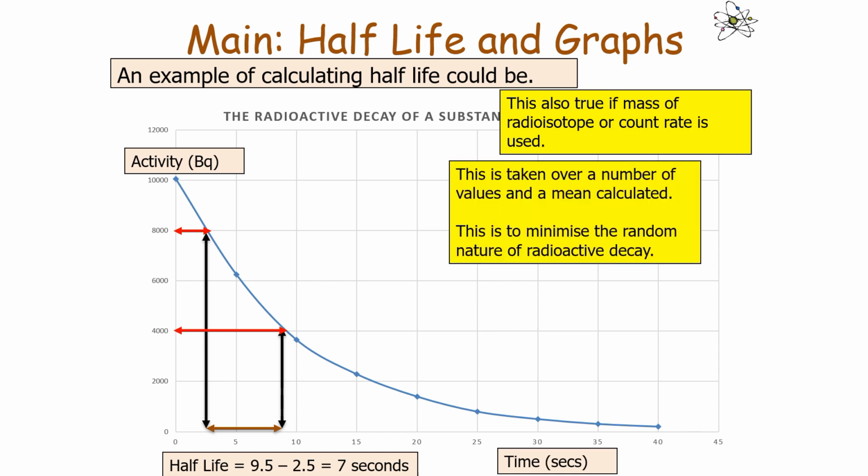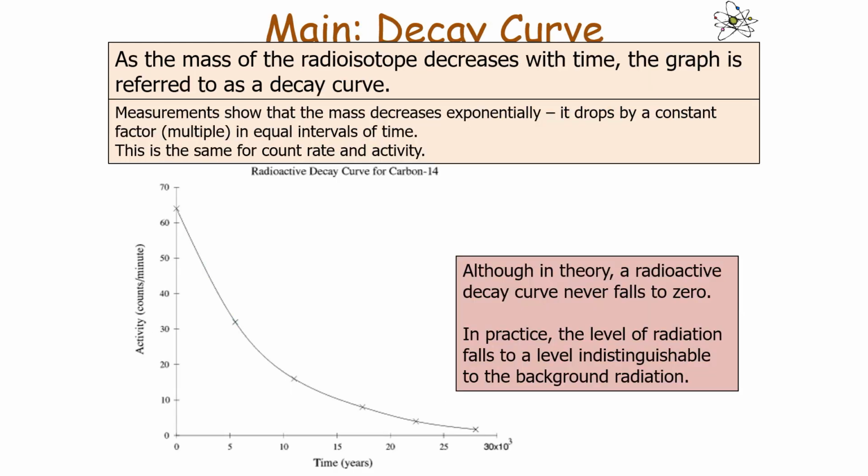Now we would also advise that you work this value out for a number of different points in your data, and then calculate a mean. This again is to minimize the random nature of radioactive decay. So we would note that as the mass of the radioactive isotope, or the activity, or the count rate decreases with time, the graph is referred to as a decay curve.